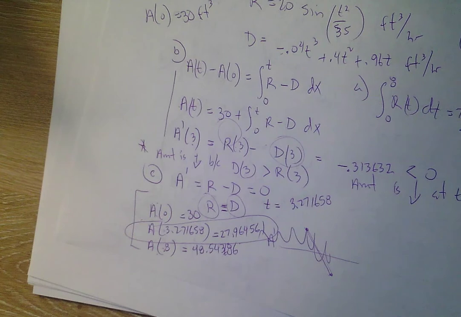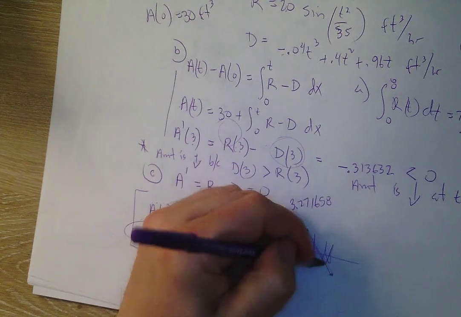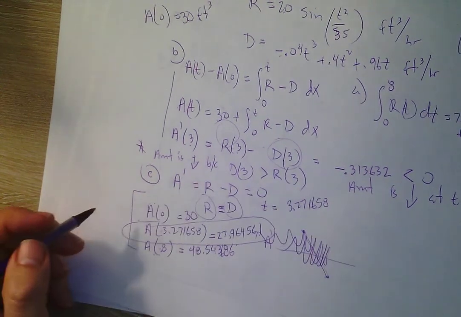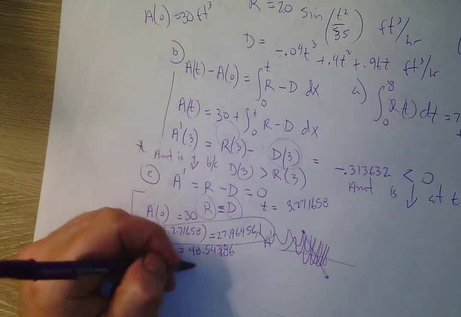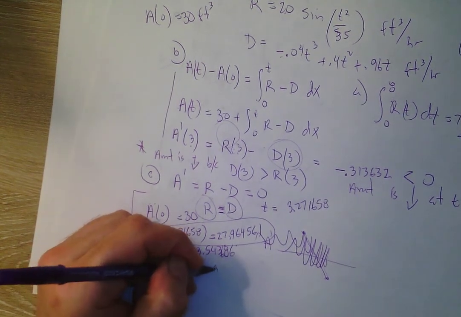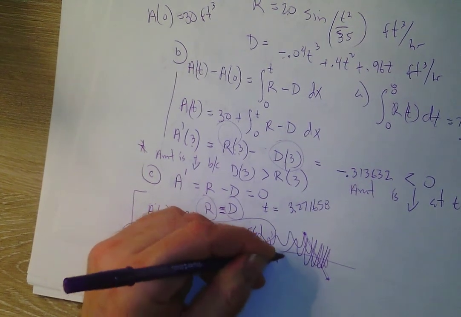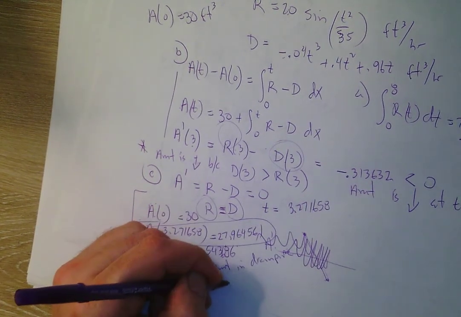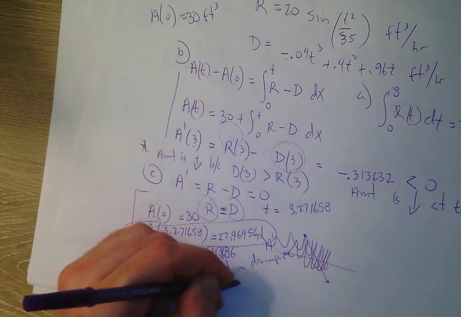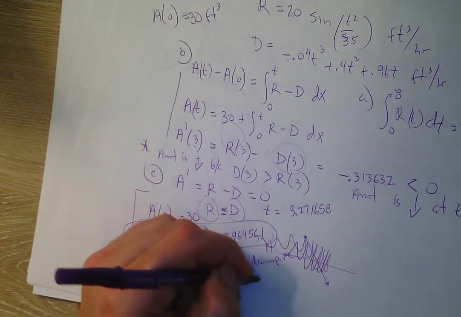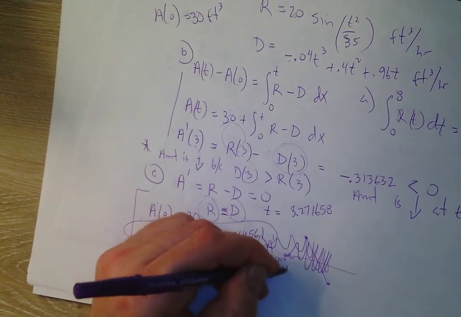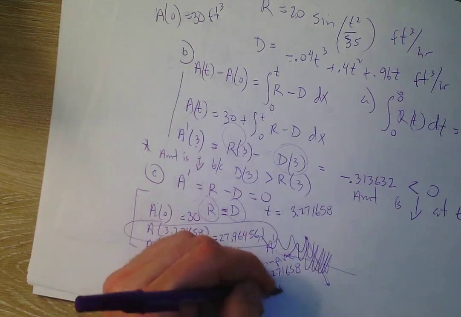I really need to do the candidates test. As hateful as you may feel it, you need to do the candidates test and show them that the minimum amount in the drain pipe is at t equals 3.271658 hours.